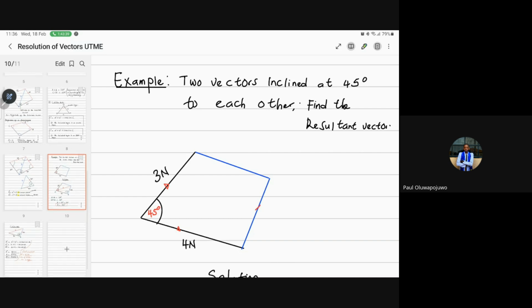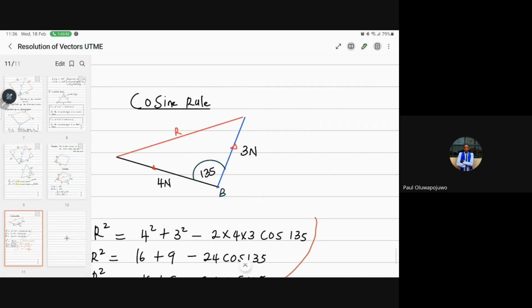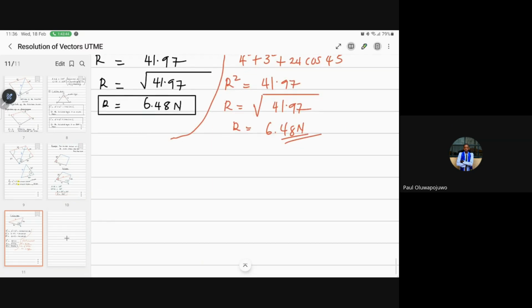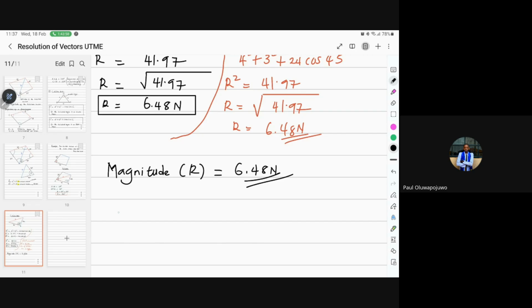So that said, another thing is, how do you now find the angle between them? This one is for magnitude. Remember that R represents the magnitude. So the magnitude R is equal to 6.48 Newton. Now, we want to find the direction. And I told you the direction has to do with what? The angle.